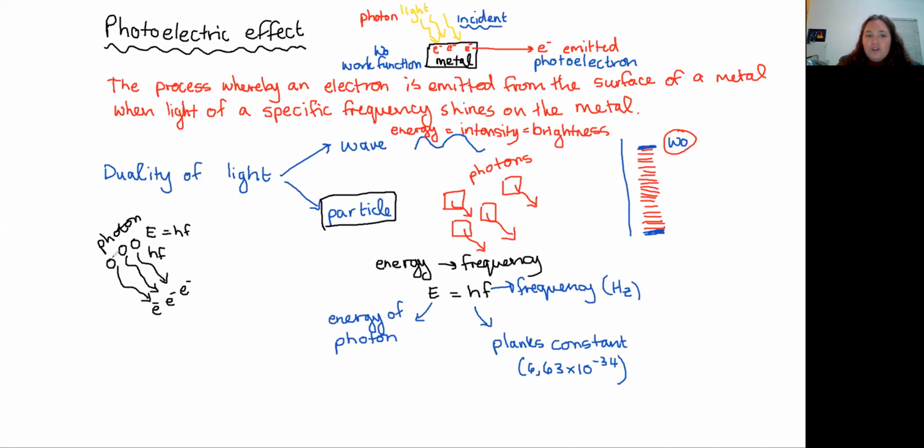Okay, if a photon strikes an electron, it gives all of its energy to that electron. If the energy, so I'm going to say if E, which is the energy of the photon, is larger than the work function, I'm going to give you the definition now. Work function is the minimum amount of energy required in order to emit an electron from the metal.